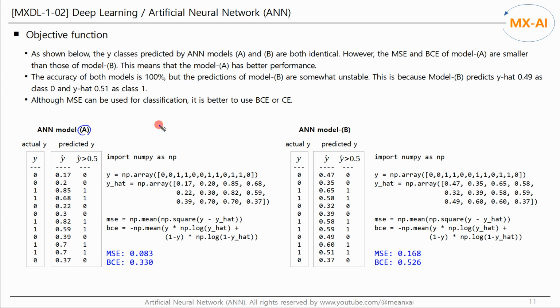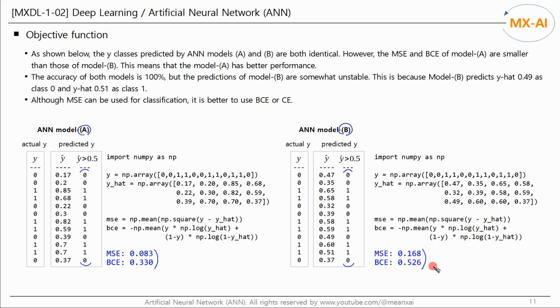We have two ANN models A and B as follows. The class Y predicted by the model A is like this. And the class Y predicted by the model B is like this. Both results are identical. However, the MSE and BCE of model A are smaller than those of model B. This means that the model A has better performance.